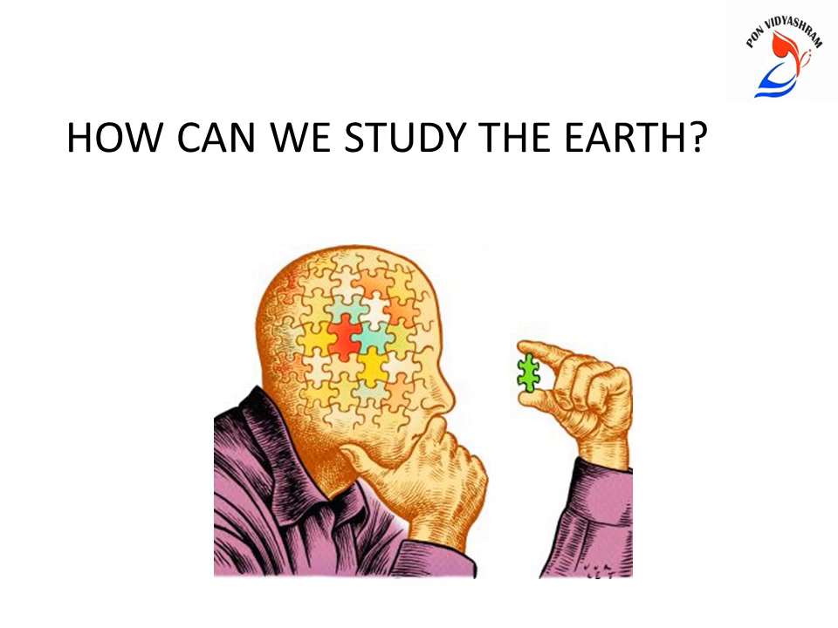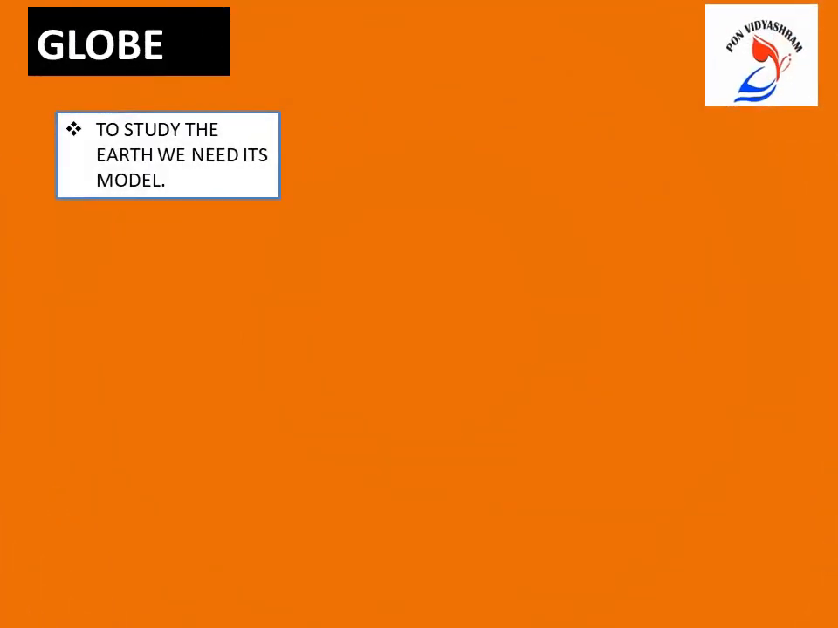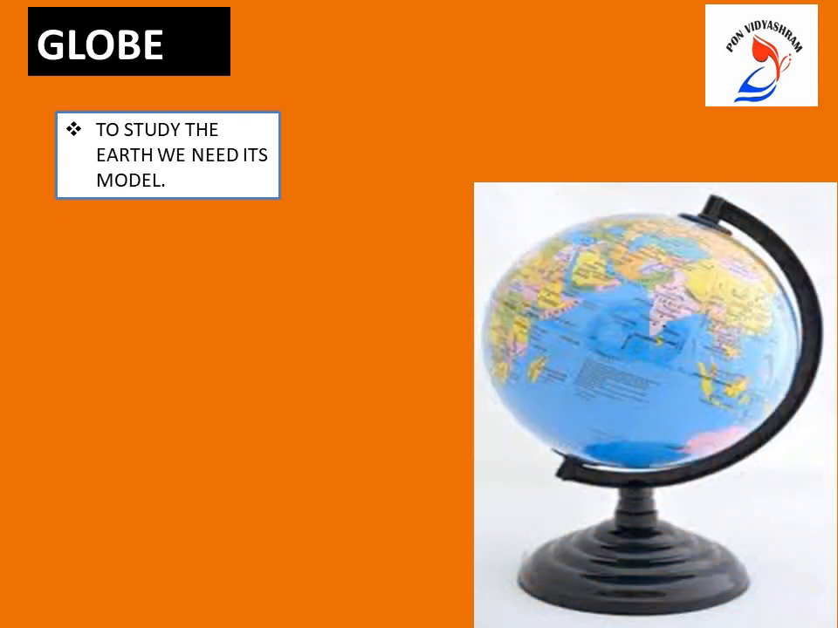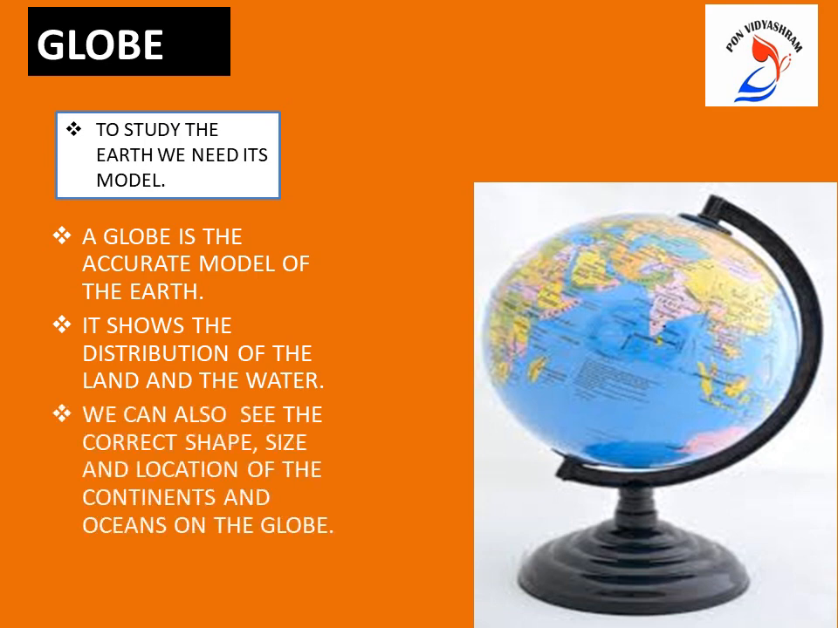Now children, how can we study the earth? Yes, with the help of a globe. To study the earth, we need its model. Now can you see the picture of a globe on the screen? A globe is the accurate model of the earth. It shows the distribution of the land and the water. We can also see the shape, size, and location of the continents and oceans on the globe.